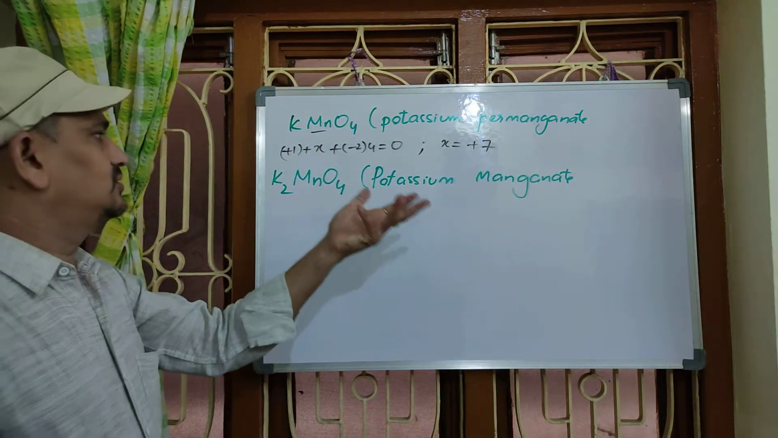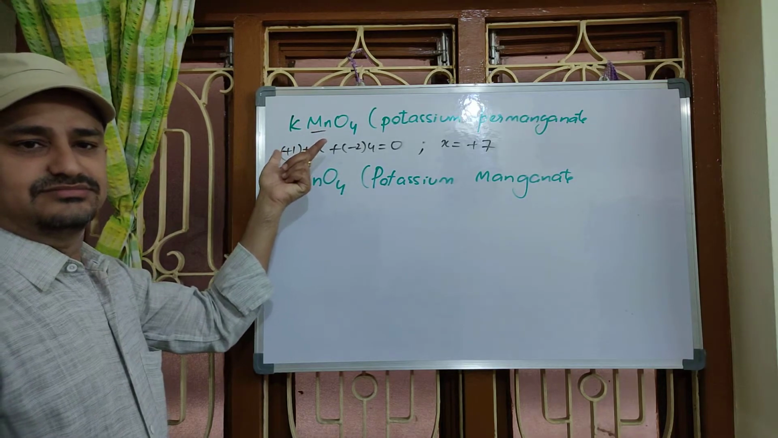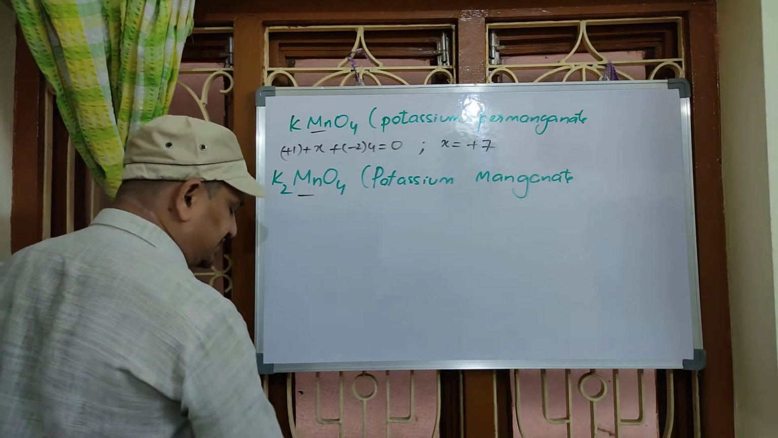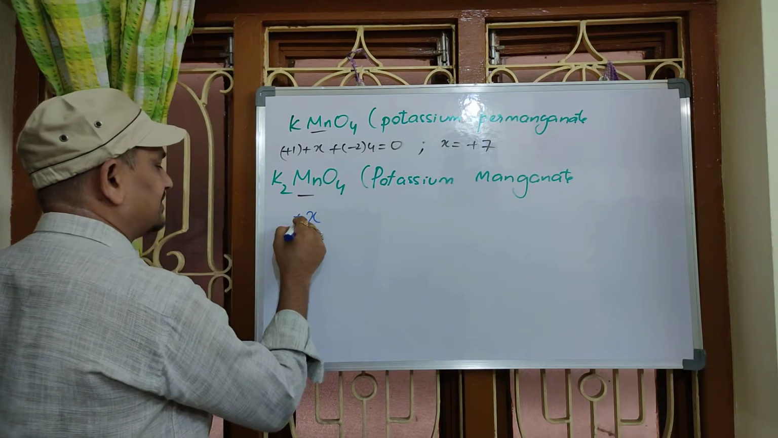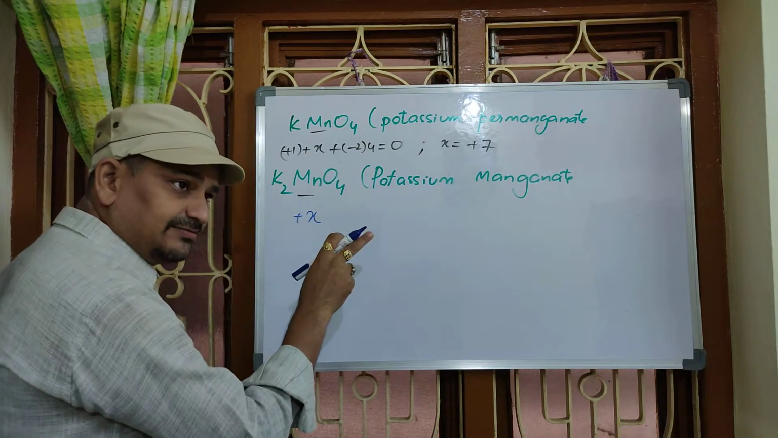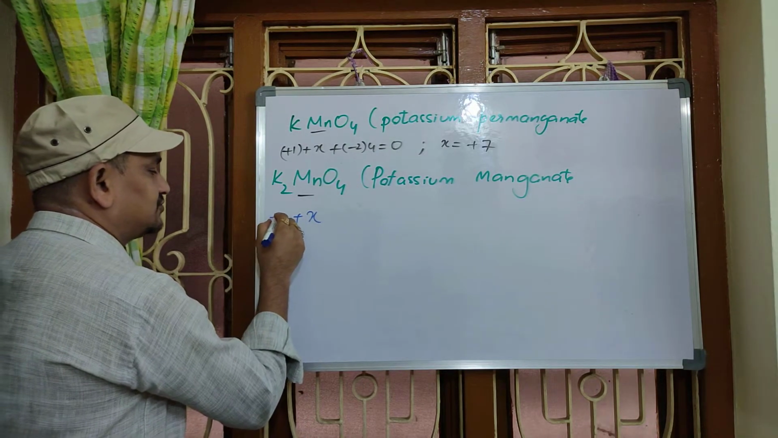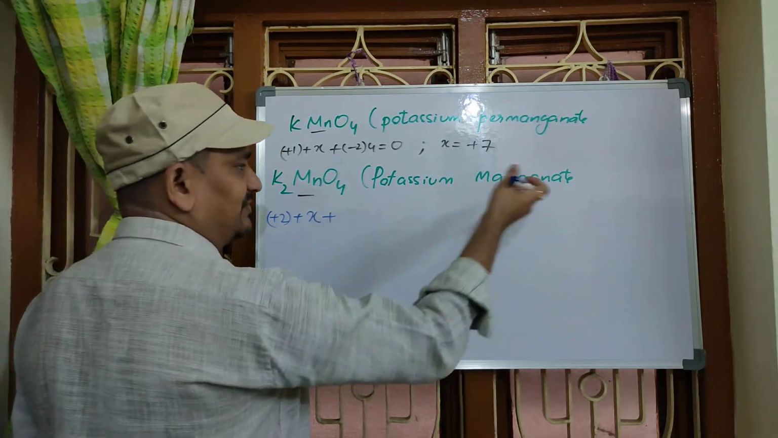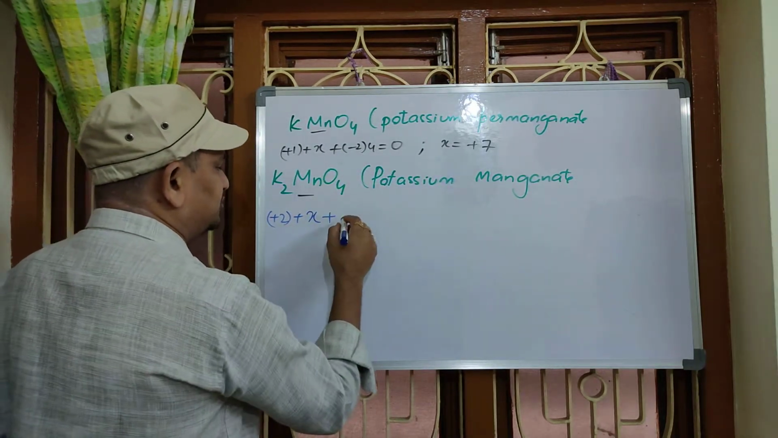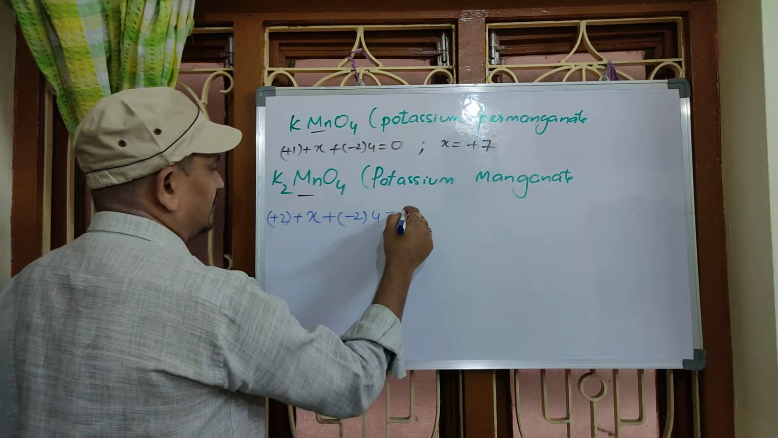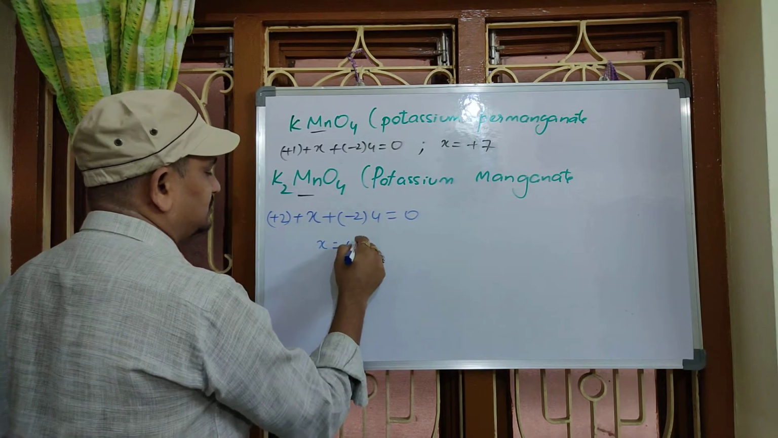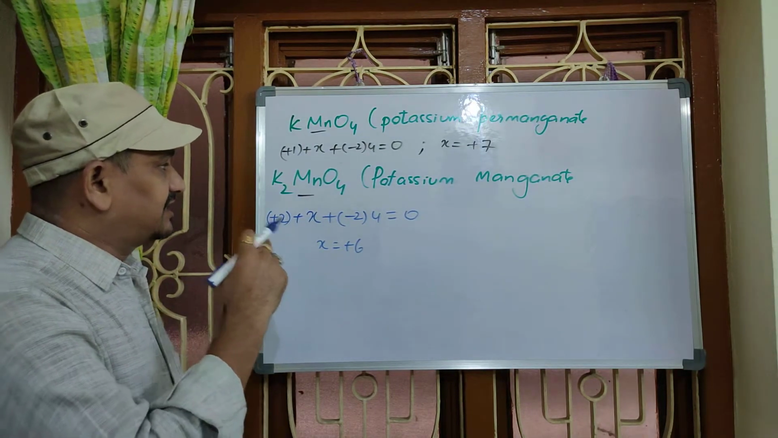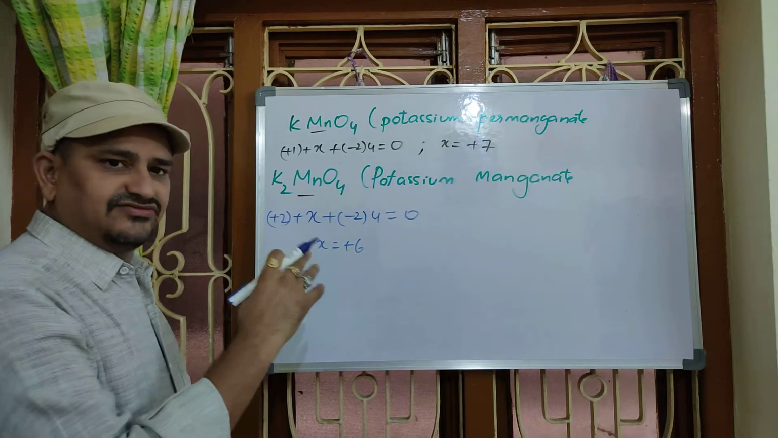MnO4 minus is an ion. This is a formula, complete formula. Similarly, this one, find oxidation state of manganese here. Let it be X plus each potassium is +1, so +1 into 2 is +2, plus, as there is no peroxy bond specified here, each oxygen bears -2 into 4 equals 0. X equals +6. This is how this oxidation number method is very helpful.